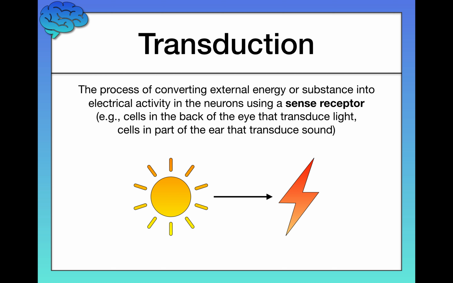So there are cells in the back of your eye that transduce light, just to use this term in a sentence. So it turns light particles into, again, electrical activity that the brain can use. We'll learn about this very soon when we get to vision. We'll talk about the retina and your rods and cones, again, just to foreshadow a little bit. You also have cells in part of your ear that transduce sound, and so on.